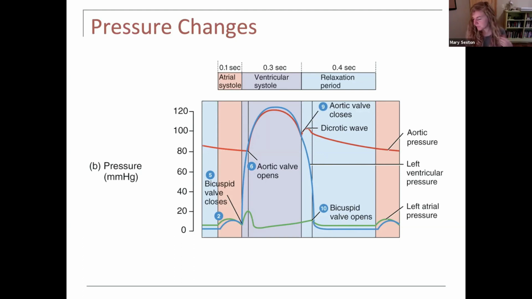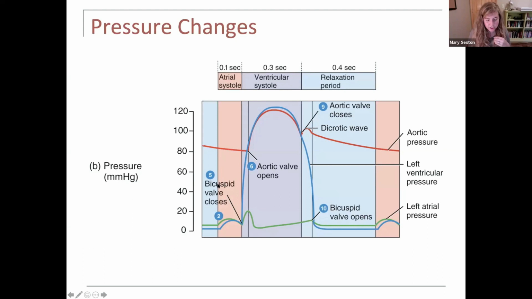Okay, first question. What event occurs when the pressure in the left ventricle rises above that in the left atrium? So think about that question. What event occurs when the pressure in the left ventricle rises above that in the left atrium? Stop your video and see if you can answer that. Okay, when the pressure in the left ventricle, this blue line, rises above the pressure in the left atrium, the green line, that is right here. This is kind of easy because it tells you. Your event: the bicuspid valve closes, the left atrioventricular valve.